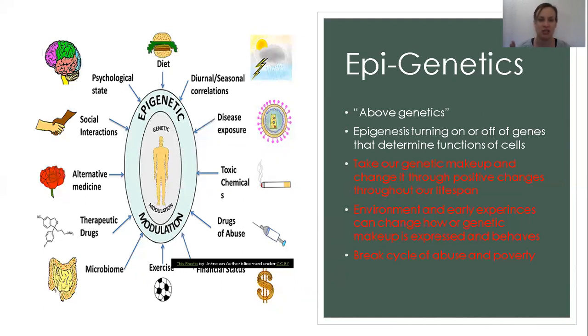So here's an image that talks about our diet, our social interactions, exercise, how much money we have, our exposure to chemicals like secondhand smoke, or if people around us are using and abusing drugs regularly. That type of stuff can definitely play into our genetics and how our genetic makeup is expressed. So we're very much interested in this when we're talking about breaking that cycle of abuse and poverty. By making some lifestyle changes, behavior changes, or making sure that children have exposure to early education and positive social experiences very young, we're hoping that we can make some changes when it comes to the areas of abuse and poverty.